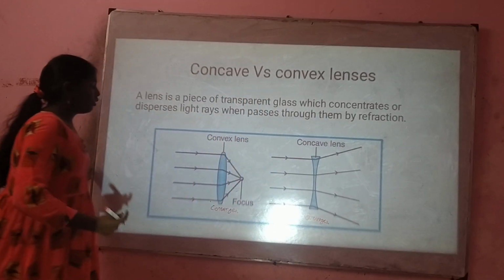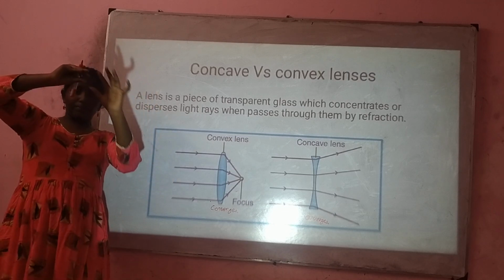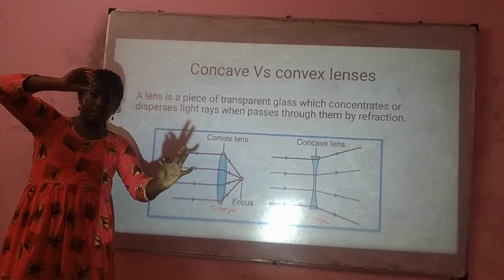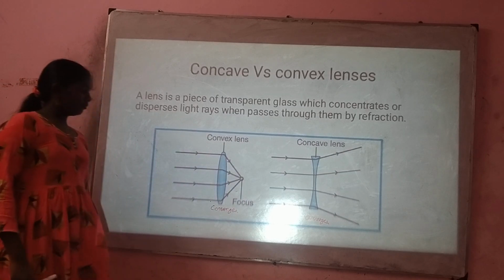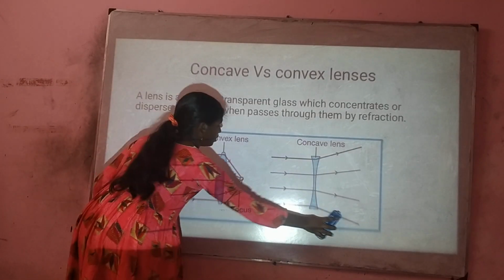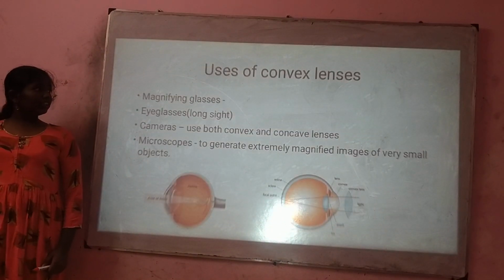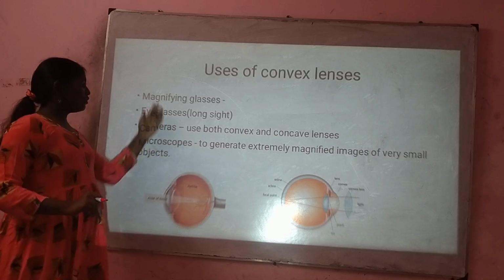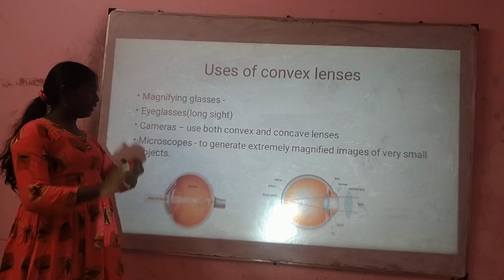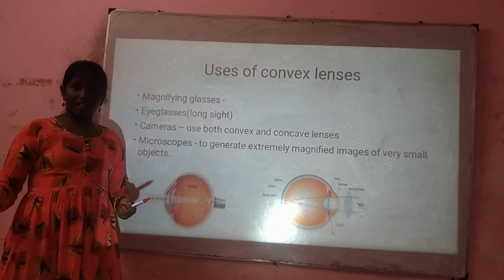If we keep a convex lens near a source of light like the sun, the light will converge to a point and burn a piece of paper. Uses of convex lenses: we can use convex lenses as a magnifying glass, which we can use to make the image much larger.